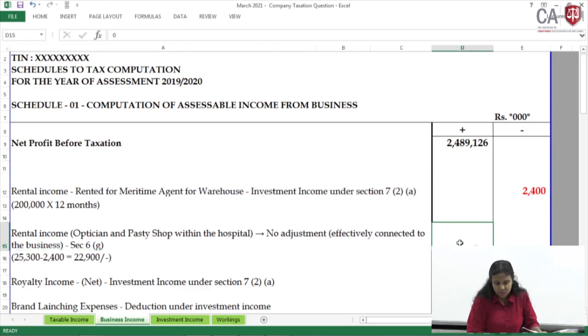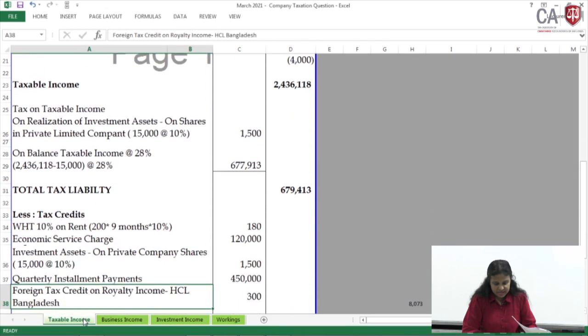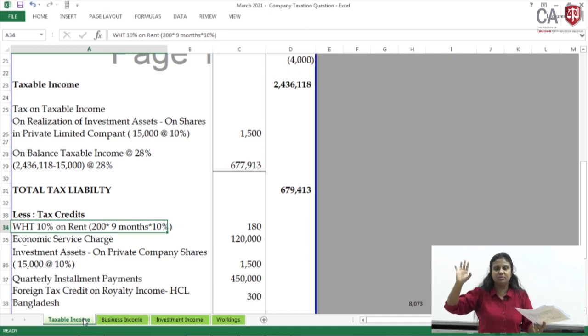Then no adjustment required. Now I am coming to the taxable income, which is my tax computation sheet, HCL Private Limited, TIN, computation of income tax liability for the year of assessment 1920, and I will take that withholding as the tax credit. Now don't forget, it has been given that up to 31st December 2019 WHT has been deducted. That means only 9 months. Then in the investment income, students forget these things. 2.4 million into 10%, 240. No, it's only for the 9 months. Then it's 200,000 into 9 months, it's 1,800, and 10% on 1,800 is 180. Then that adjustment is fully completed, okay.